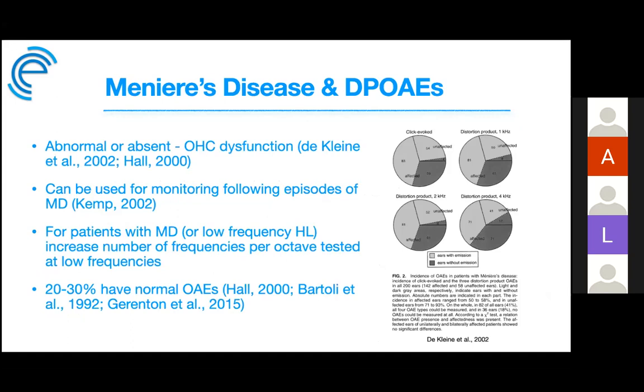So Meniere's, like always, there is some variability in the expected results. Decline in 2002 shows, as you can see here in the picture, the incidence of emissions in affected ears was 56%, and that was lower than the unaffected ears, which was 85%.